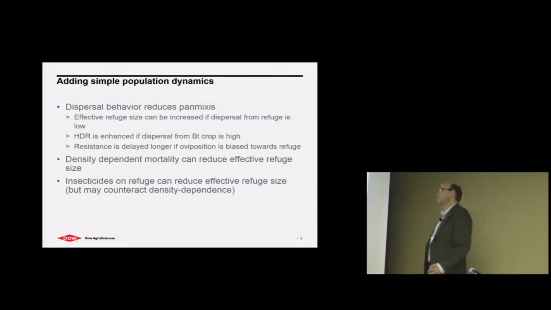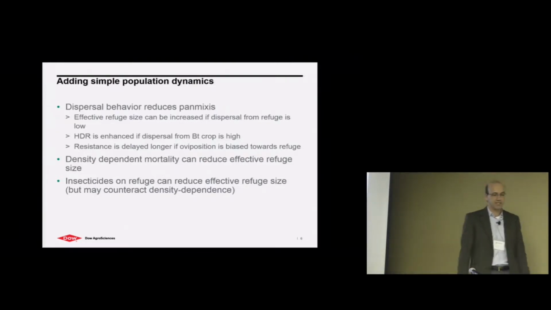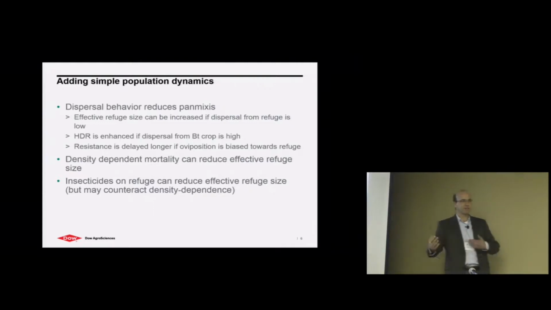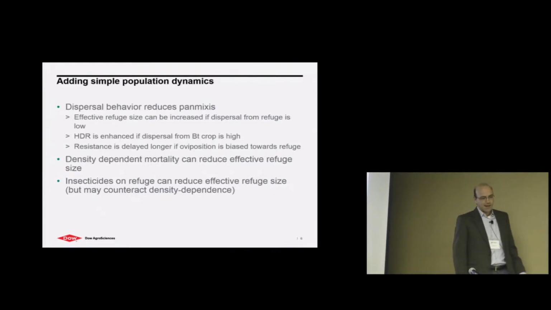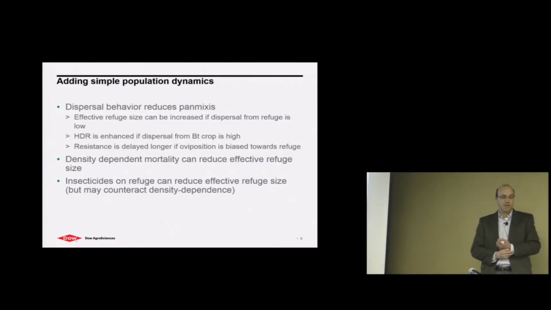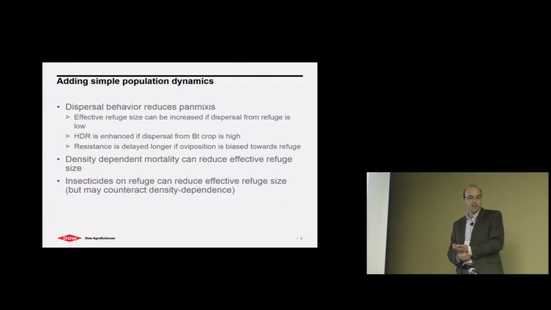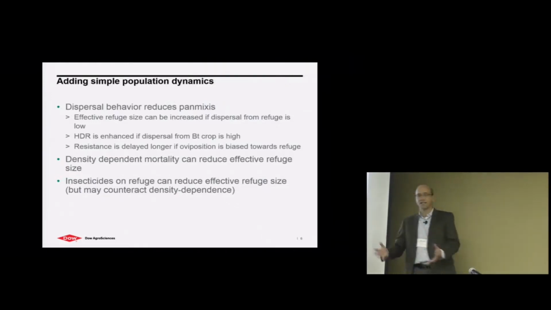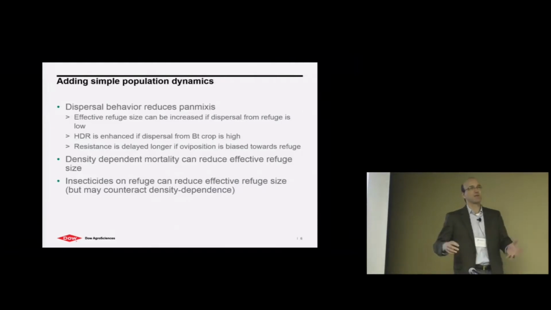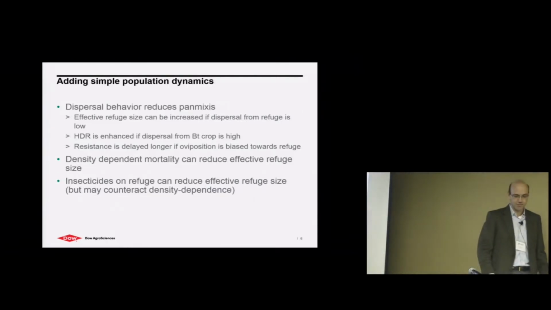The high-dose refuge approach is enhanced if dispersal from the BT crop is high and you're not just recycling your resistant insects through the BT crop. Resistance is delayed longer if oviposition is biased towards the refuge, or it's the reverse of what Ben just told us. Density-dependent mortality can reduce the effective refuge size, and insecticides on the refuge can reduce the effective refuge size as well. These are all things that are happening in the real world, and these are all things that we would love to ignore in our models because they create too much complexity.